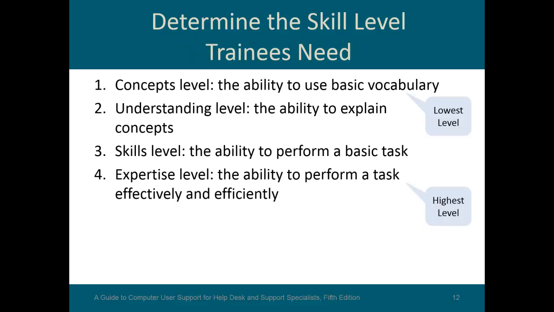Alright, that one's self-explanatory. Alright, determining the skills. You'll have to find out their level. Are they at the concept level where they're learning to use the basic vocabulary of whatever you're doing? In Cisco we have acronyms like EIGRP and OSPF and things like that. Do they understand? Are they able to explain concepts? Are they able to perform basic tasks? Are they able to perform advanced tasks?